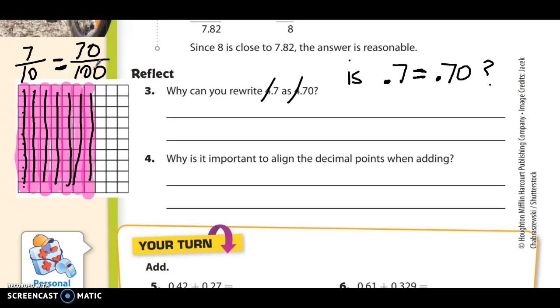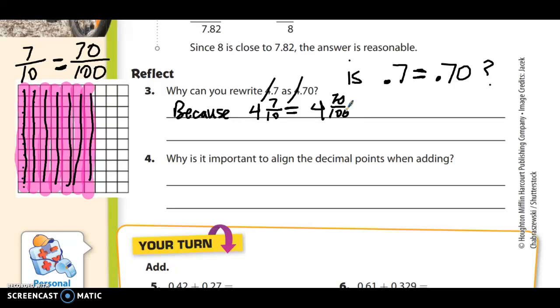So why can you rewrite 4 and 7/10ths as 4 and 70/100ths? Because 4 and 7/10ths is equal to 4 and 70/100ths. They're equal to each other. That's why you can rewrite them the same. 4 and 7/10ths is the same as 4 and 70/100ths.